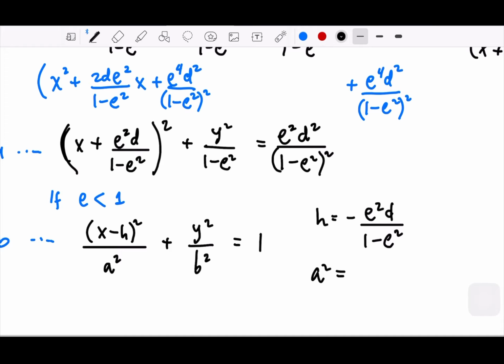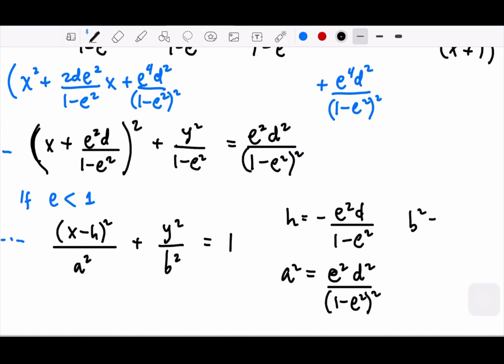So A squared will be E squared D squared over, and B squared is E squared D squared divided by 1 minus E squared. Okay? Because B squared is having 1 minus E squared, so it cancels the squared here, so it's just one term. But A squared, since we don't really have that one here, so we can write that whole thing from this one. Right? Okay.